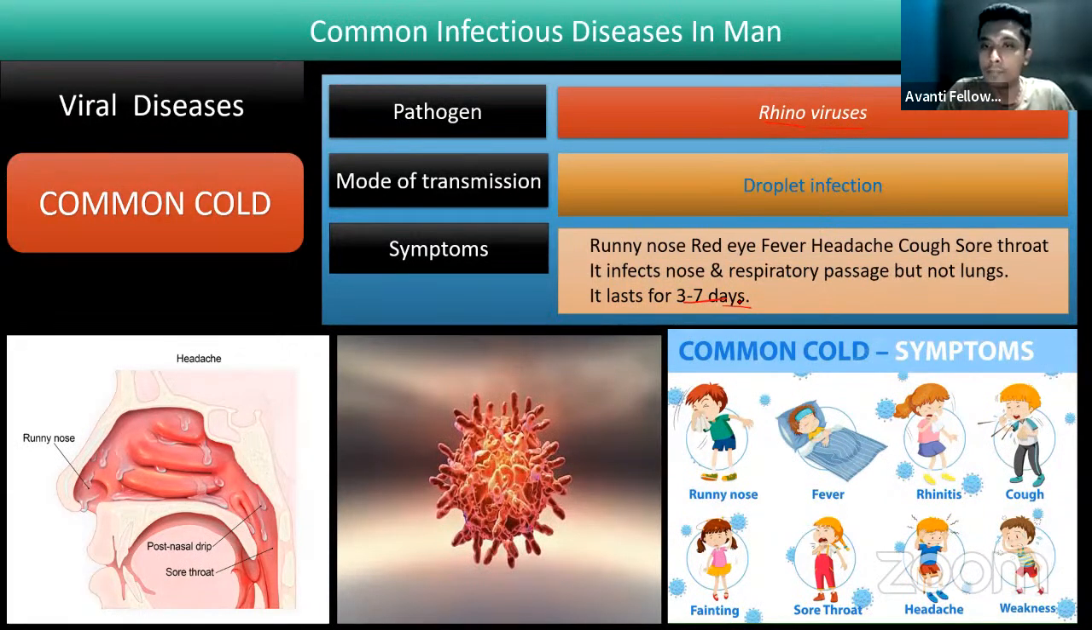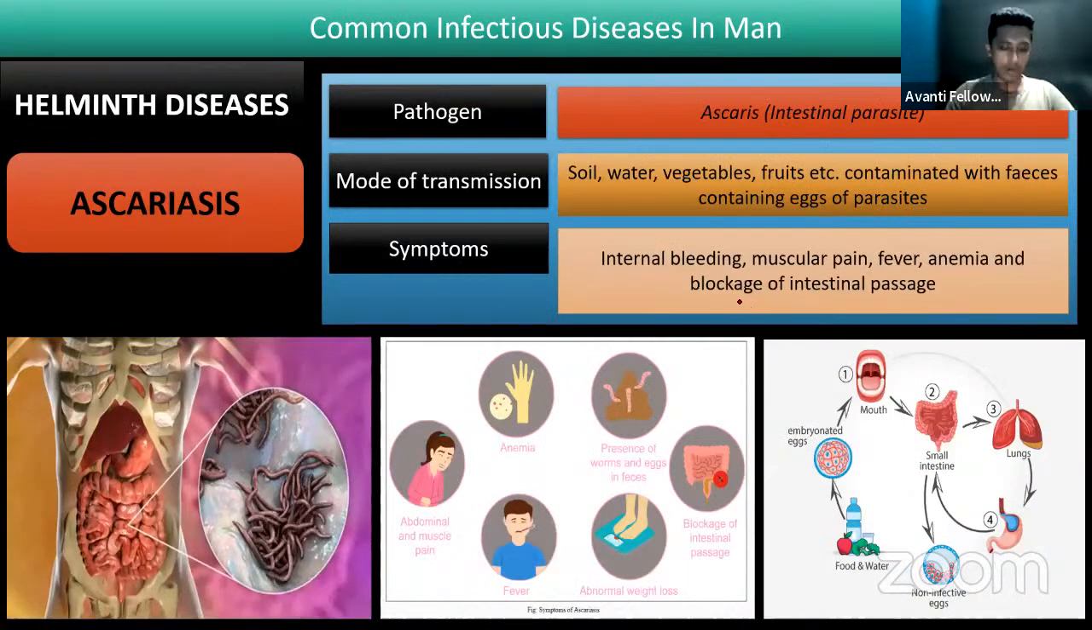So, what are the symptoms? Running nose, fever, rhinitis, cough, fainting, sore throat, headache, and weakness are some of the symptoms of common cold. All right. So the next disease is helminth disease. This is a parasitic disease.